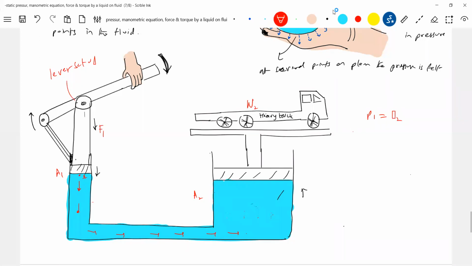The pressure will get transmitted like this. So this is 0.2. So pressure at 1 equals pressure at 2. What is the pressure at 1? F1 by A1. What is the pressure at 2? W2 by A2.